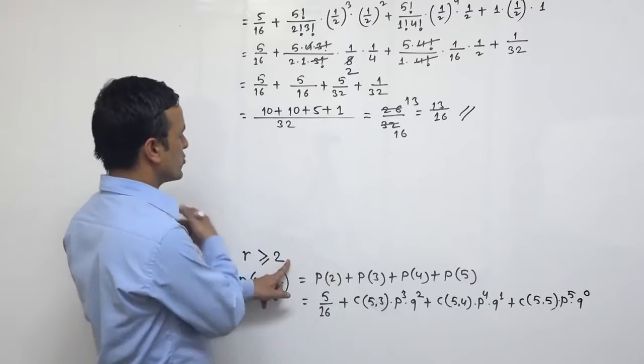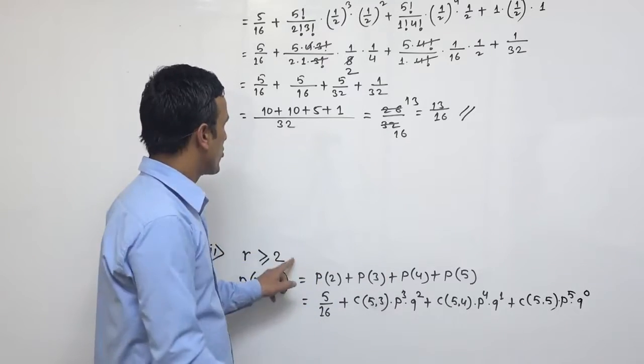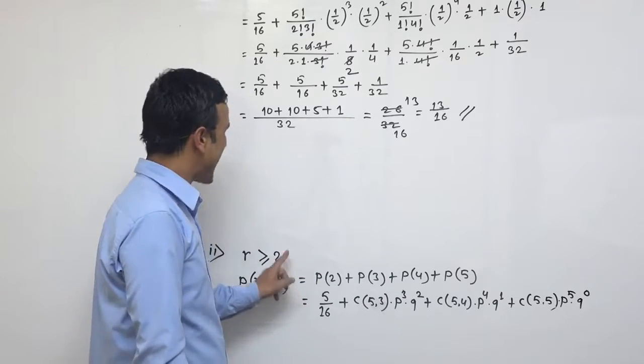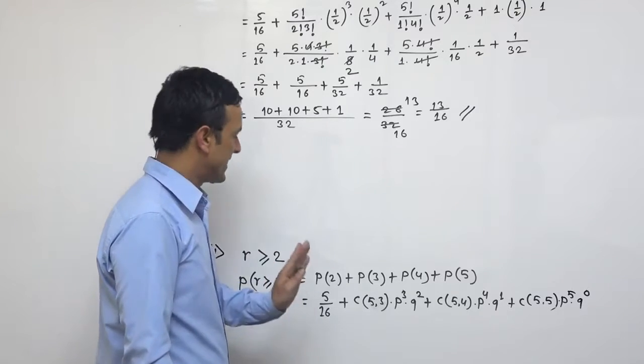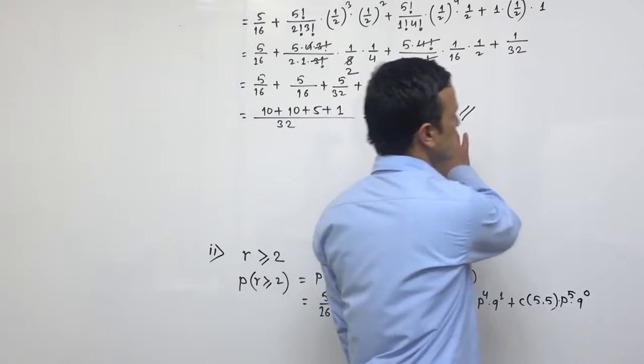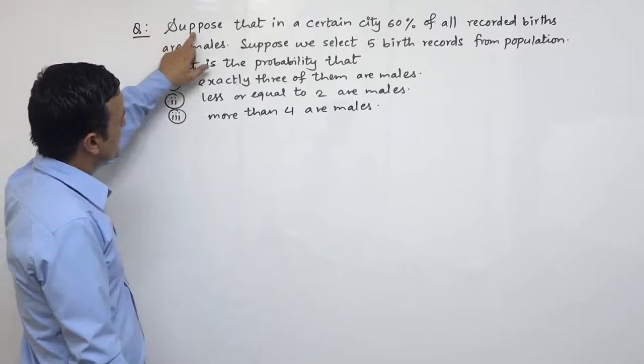That means more than 2 and including 2. That means at least 2 heads should be available over there. So this is the solution. Okay, let's deal with this question.